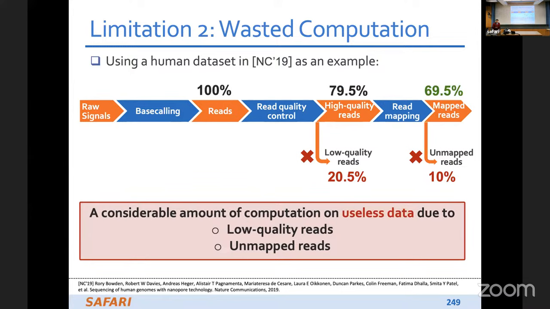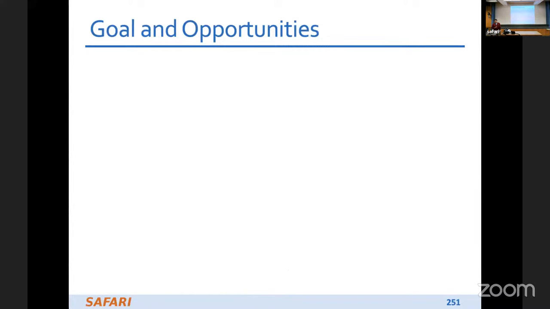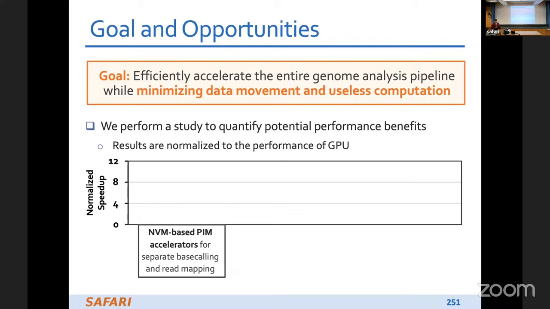So again, the question is, how can we minimize these limitations? How can we minimize the large data movement, and how can we minimize the wasted computation? So there are some goals and some opportunities here. This is our goal: minimize the data movement and wasted computation. And this is basically the analysis that we're doing to motivate this work.